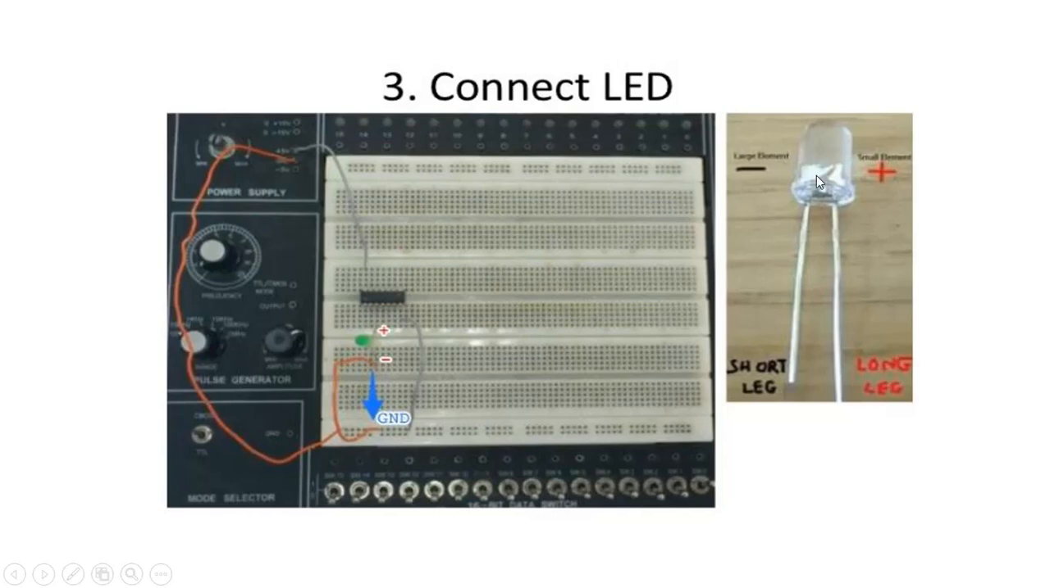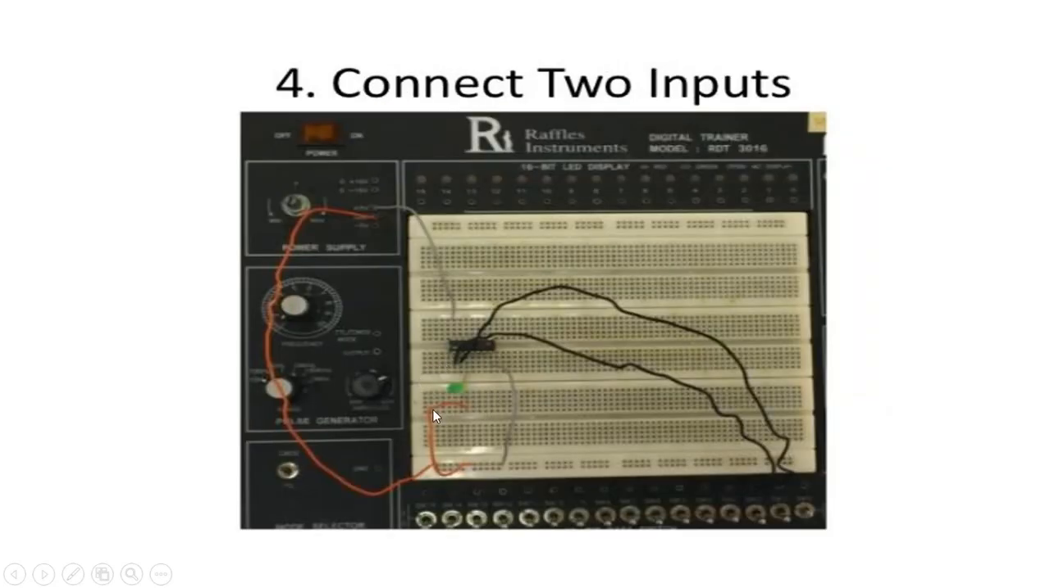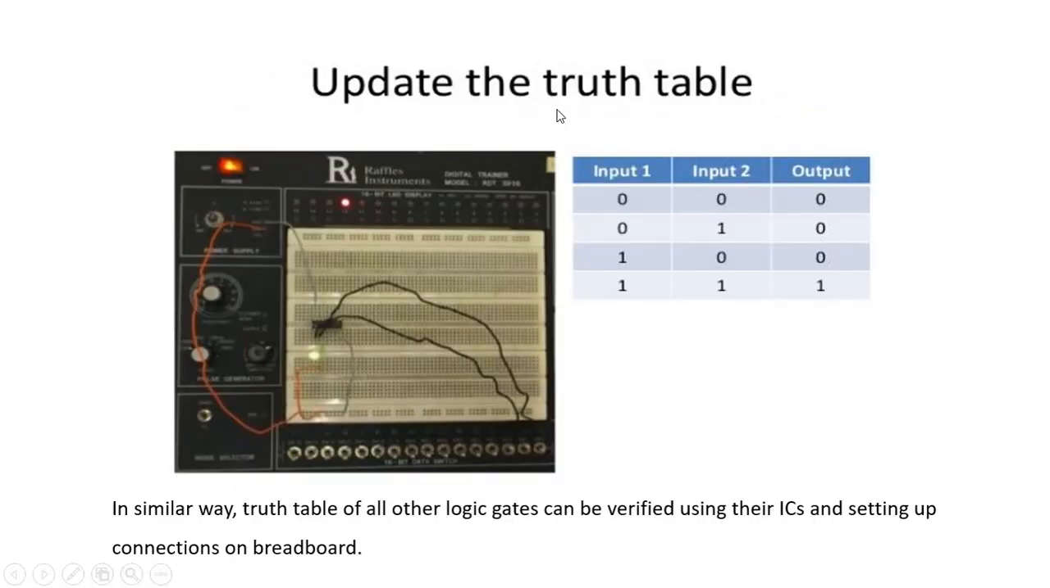Now you will connect the LED, light emitting diode. You must know that the shorter leg is the negative terminal and the longer leg is the positive terminal. So you will connect the positive side to the third pin and the negative side to the ground. Now you have to connect the two inputs. You can connect them with switches. If the switch is on, input will be 1, otherwise 0. Then you can verify your truth table by giving different input combinations.